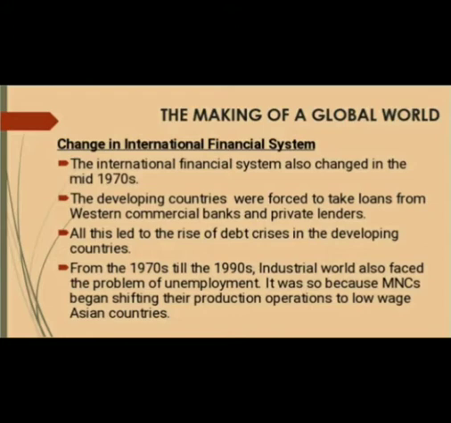The international financial system also changed in the mid 1970s. Previously, the developing countries could take loans from the international institutions, but now they were forced to take loans from Western commercial banks and private lenders, as this led to the rise of debt crisis in the developing countries. Regions like Africa and Latin America were now facing problems like low income and increased poverty. From the 1970s till the 1990s, the industrial world also faced the problem of unemployment. It was so because MNCs began shifting their production operations to low wage Asian countries.